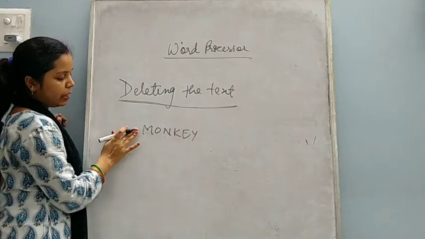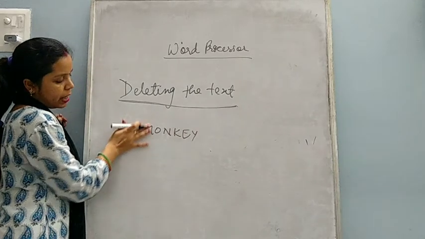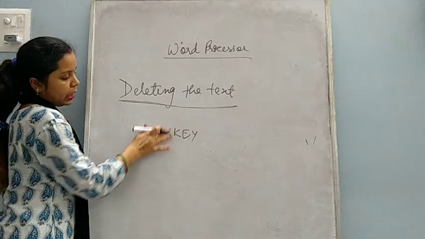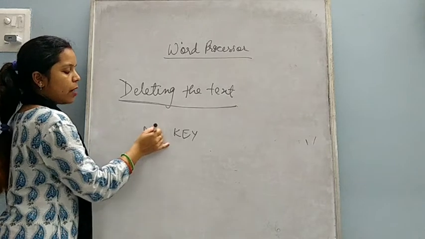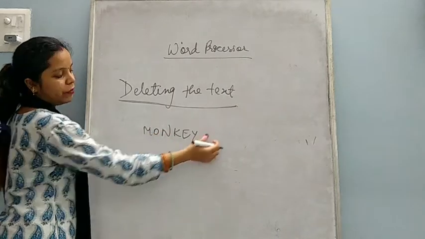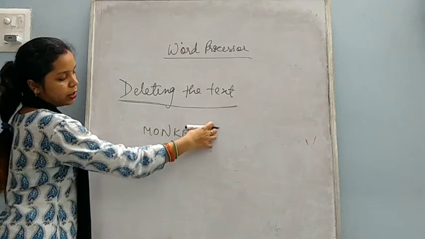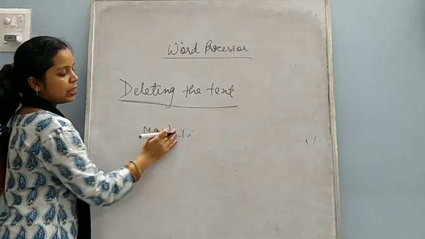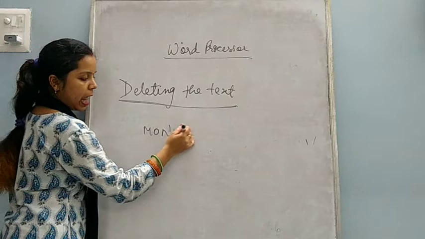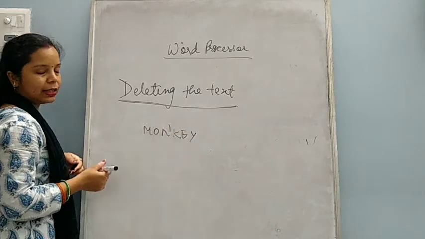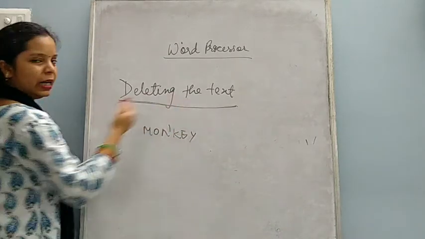When you use the delete key, what will it do? It will delete from the starting, this word, then this word, then this word. And when you press the backspace key, it will delete from the backside: this word, then this word, then this word. So this is the only difference between the delete and backspace keys. Both are used for deleting text.